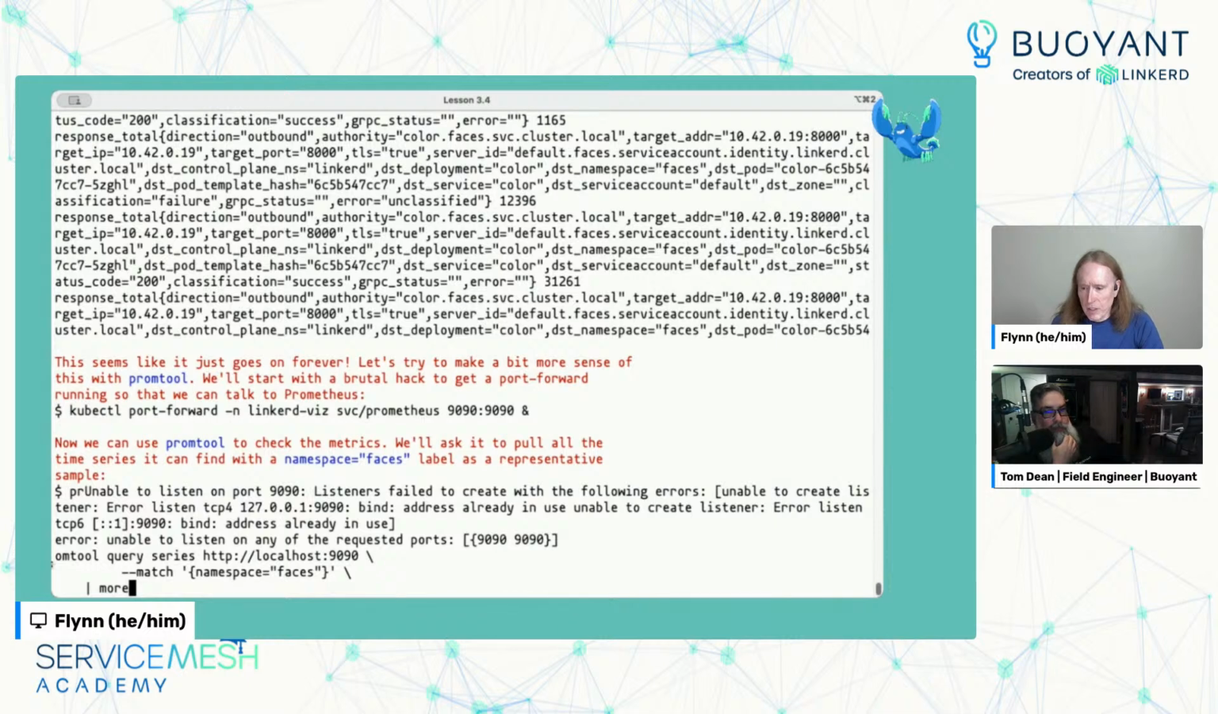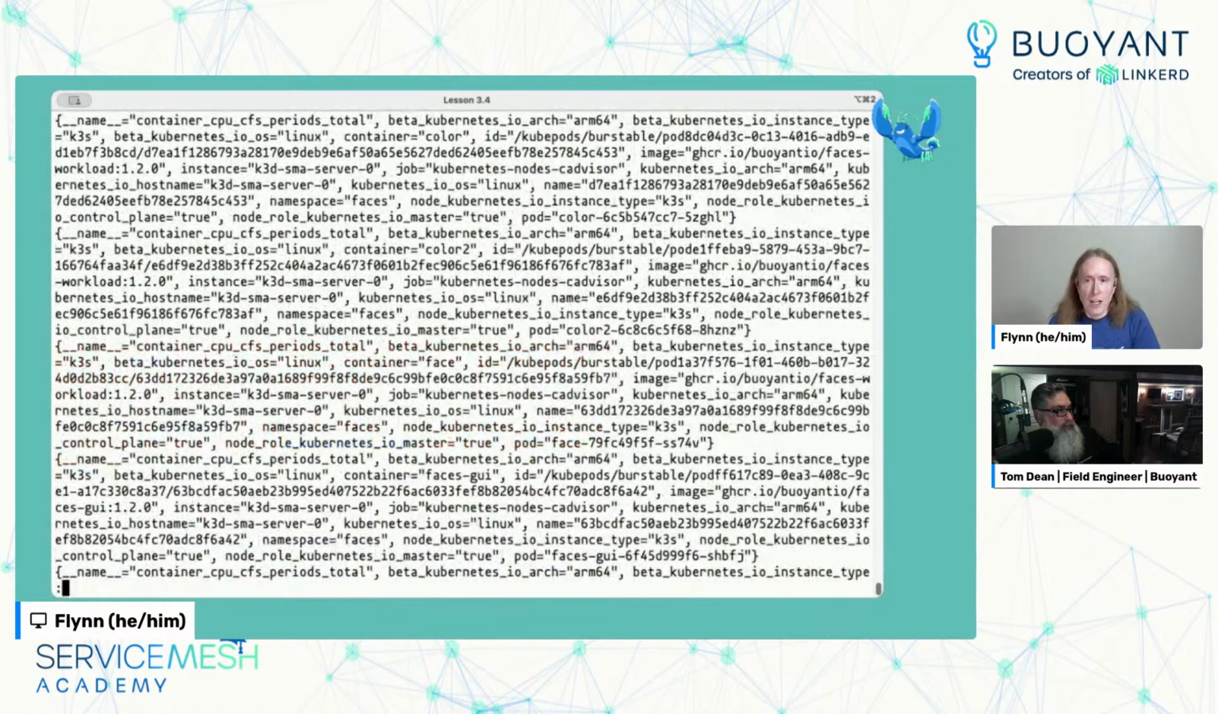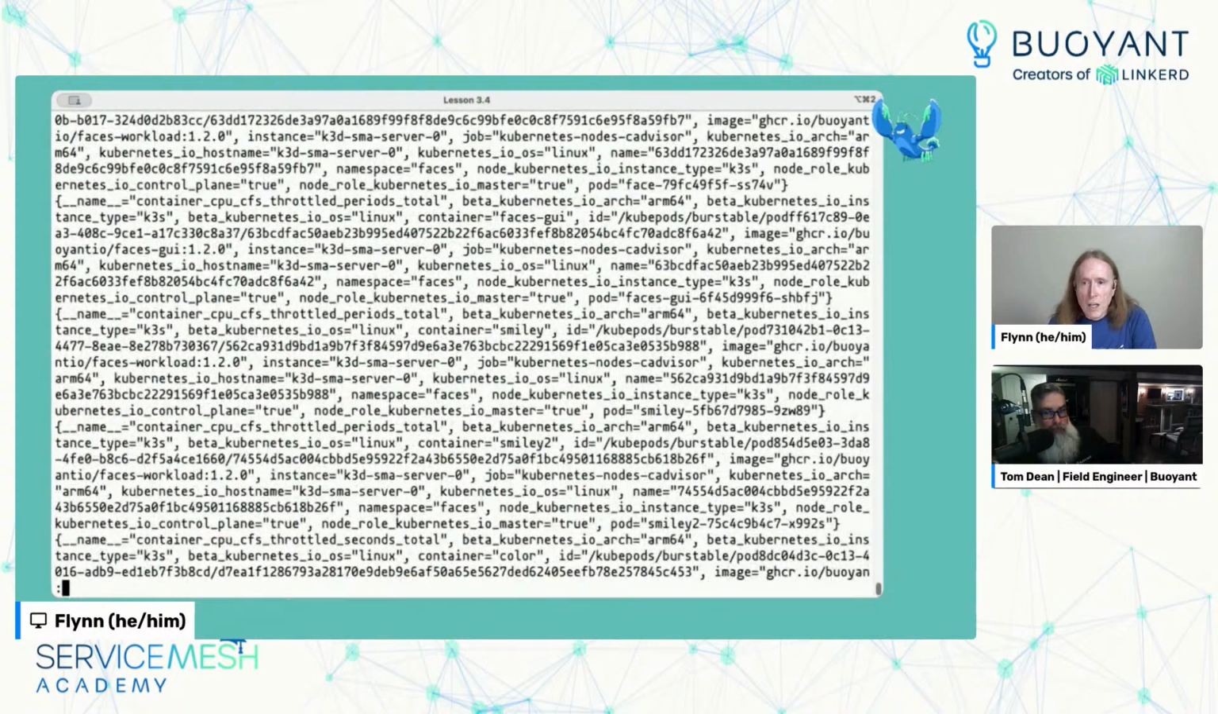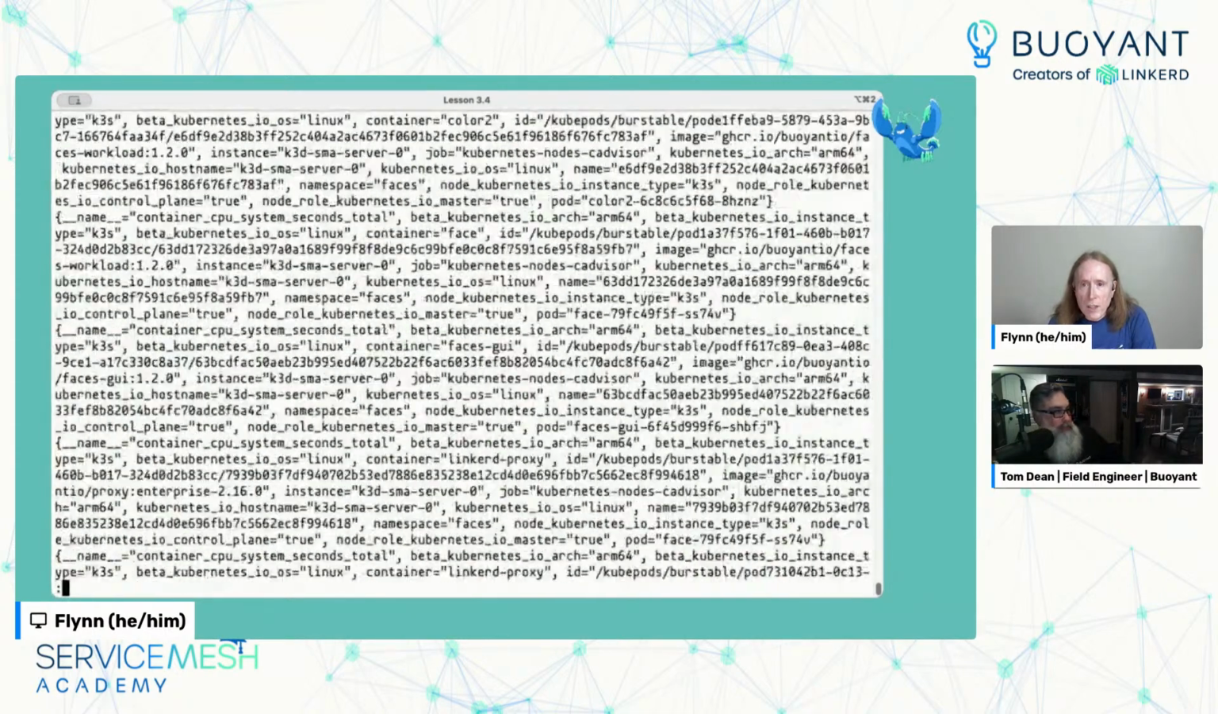And what we're going to do here starts with prom tool query. This is a little bit of an abuse of Prometheus. I'm saying, hey, prom tool, go run a query against the Prometheus at localhost 9090, and I'm telling it to match absolutely any metric that has a namespace equals faces label. And when I do this, I will get, again, just a massive wall of metrics. I am going to point out a couple of things here.